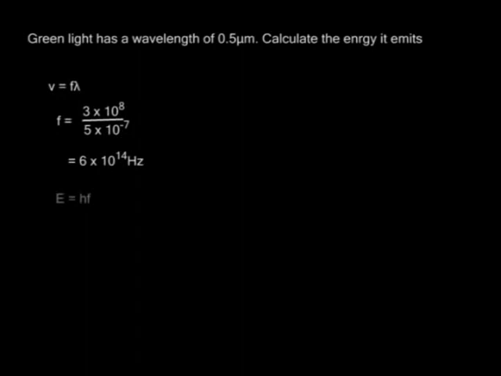Energy is equal to hf, and if you multiply that, you shall get 3.98 times 10 to power negative 19 joules. That is the amount of energy emitted by the light.